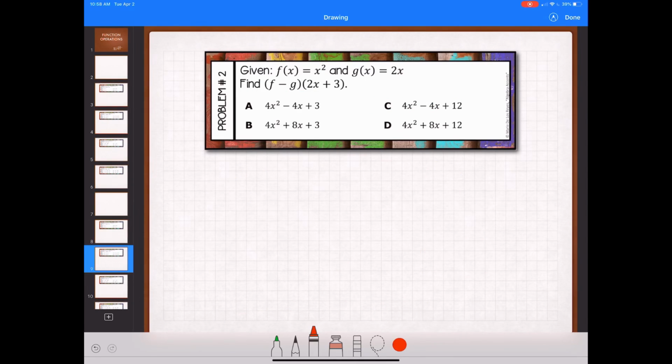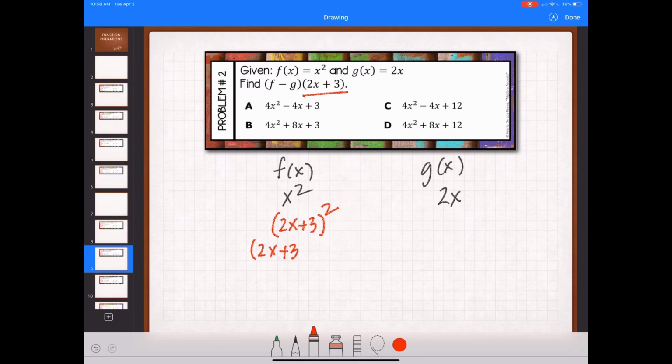All right, next problem. Again, we're going to do method 2, which is to plug in first. So you have your f of x problem, you have your g of x problem. My f of x expression is x squared, my g of x is 2x. My plug-in is 2x plus 3. So 2x plus 3 squared. So when I work that out, that's 2x plus 3 times 2x plus 3. That's 4x squared plus 6x plus 6x plus 9, which is 4x squared plus 12x plus 9.